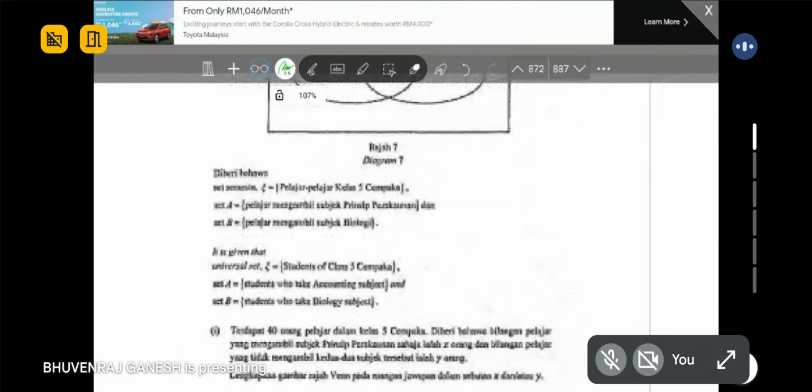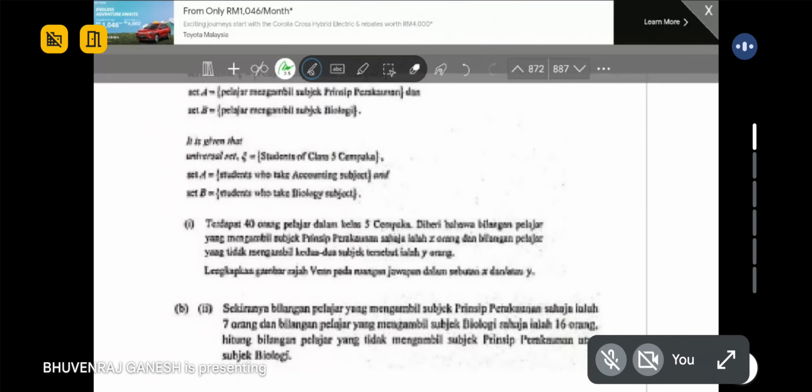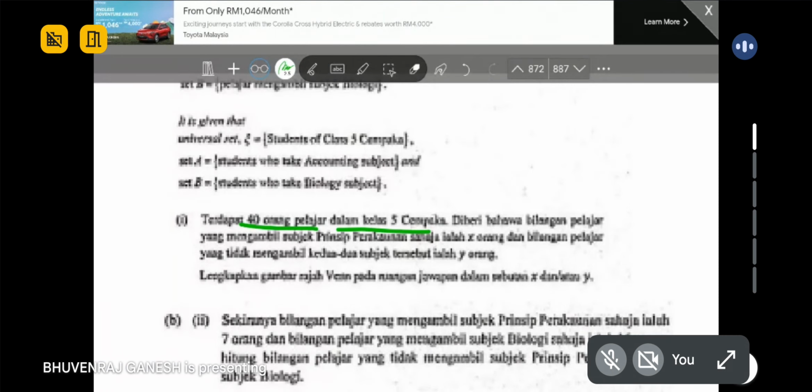So for part B. So part B kamu kena kira, guys. You must start to count. Okay, so they say there are 40 people in class 5 Cempaka. Ada 40 orang pelajar. Okay.